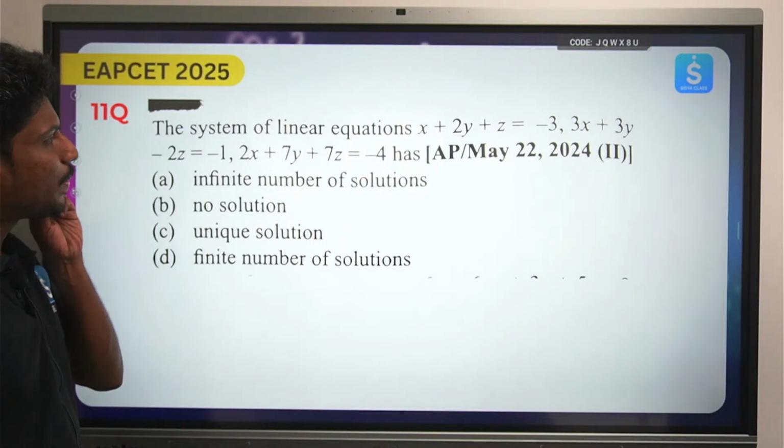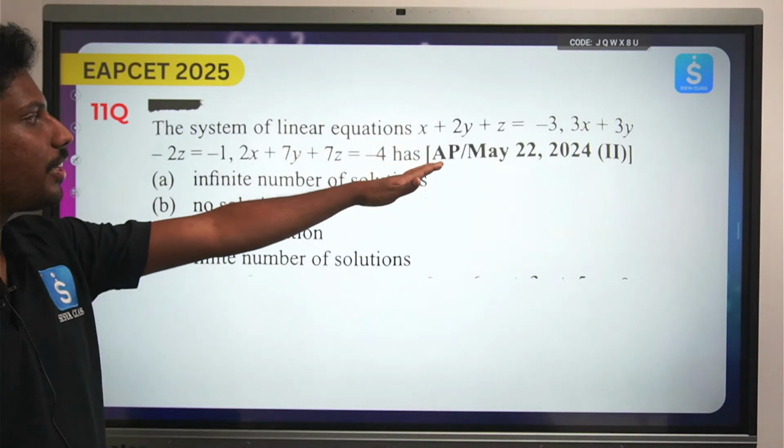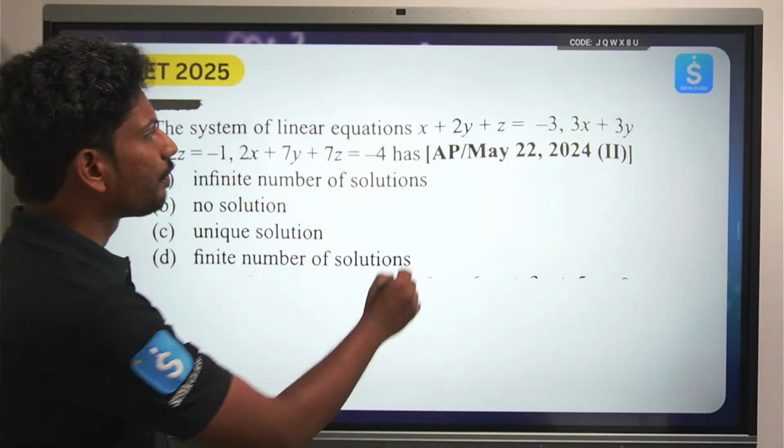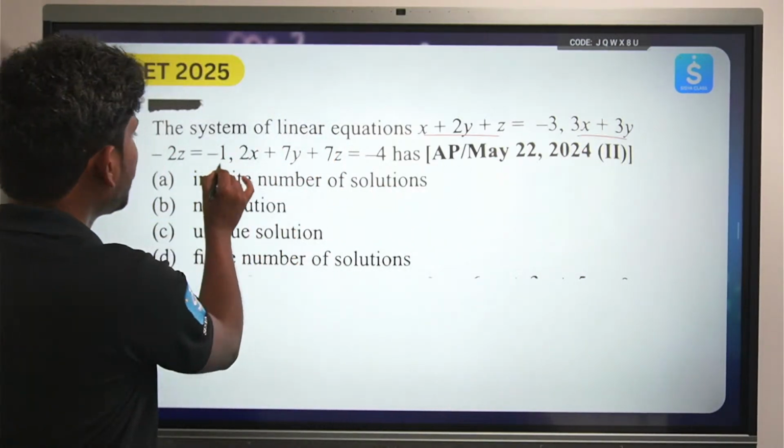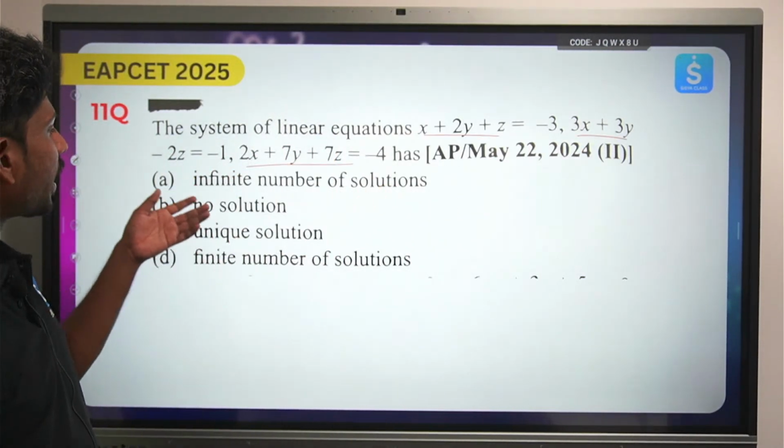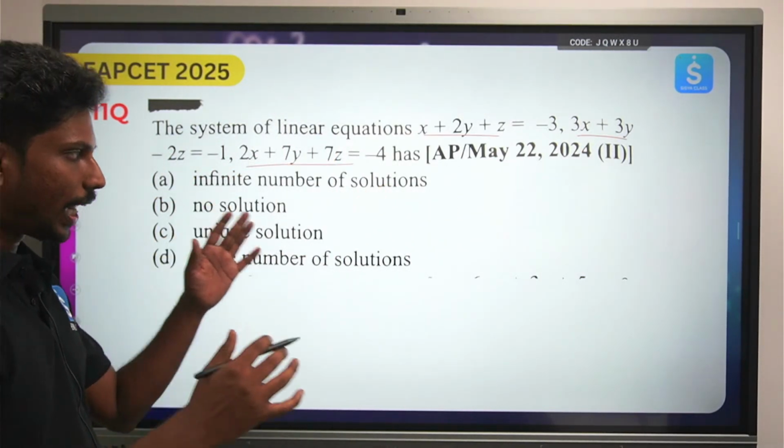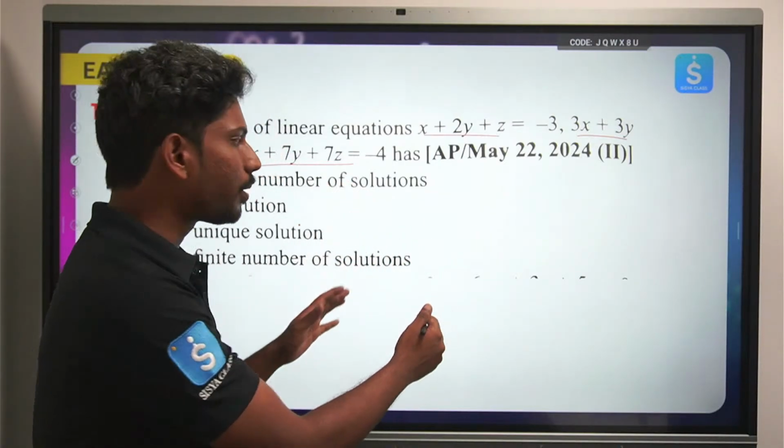Next, now we have just dived into the part of system of equations. We have three systems of equations. He is asking whether the solution is infinite, no solution, or unique solution. I'll try to again tabulate the whole tabular column over here.